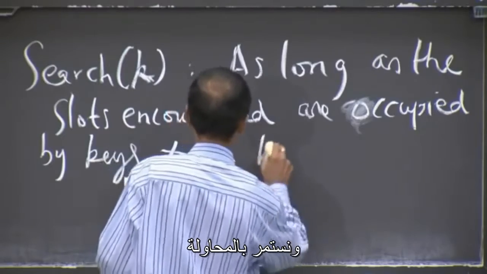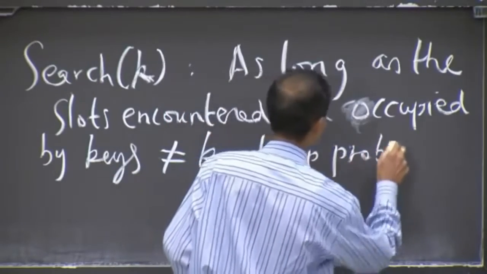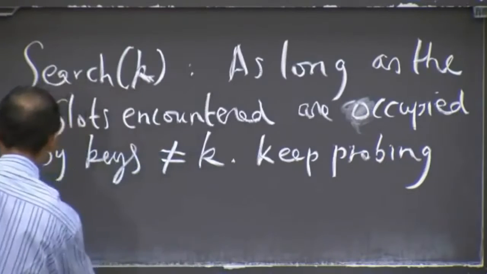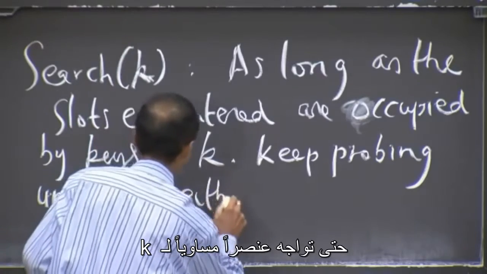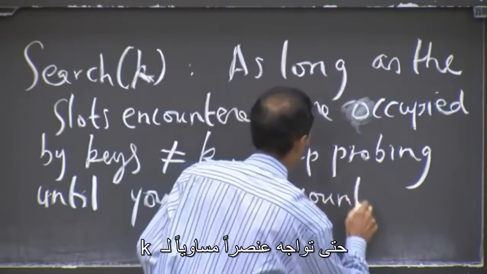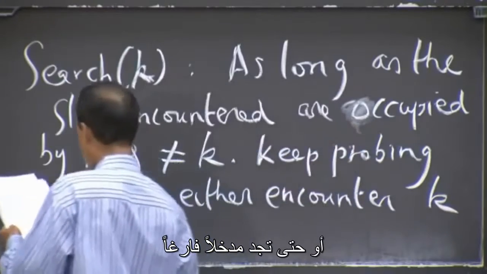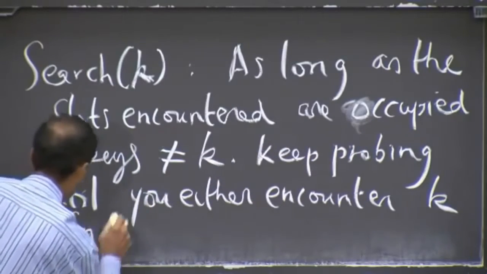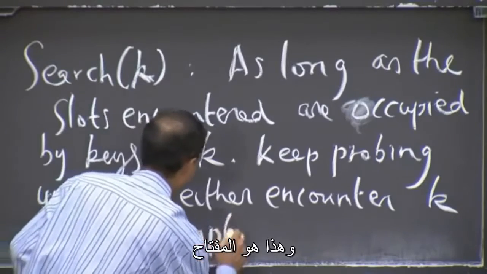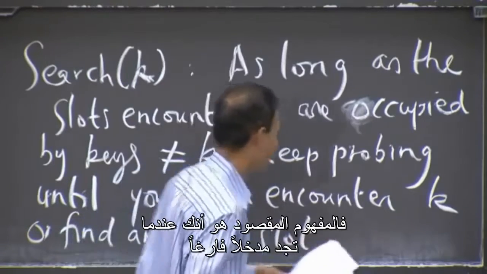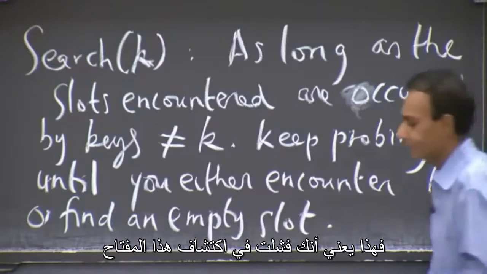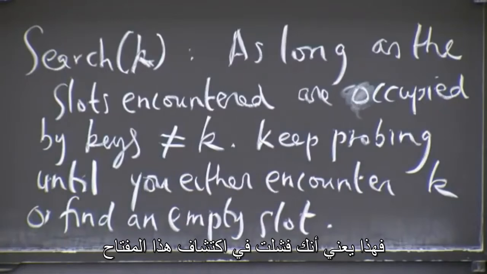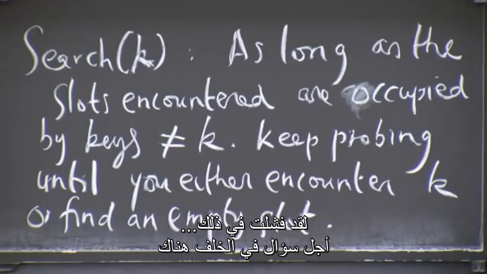And we keep probing until you either encounter K or find an empty slot. And this is the key, no pun intended, notion, which is that when you find an empty slot, it means that you have failed to discover this key. You failed to, yeah, question back there.